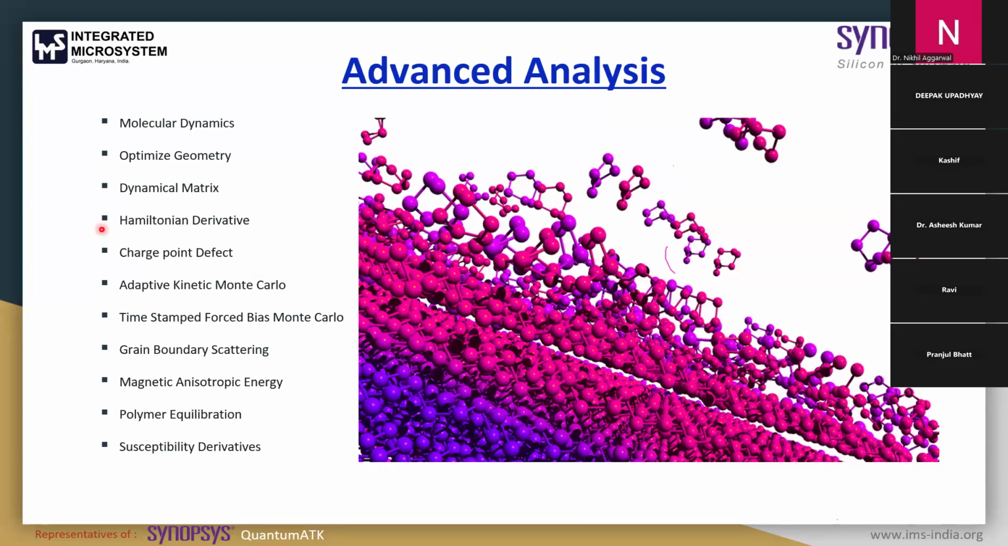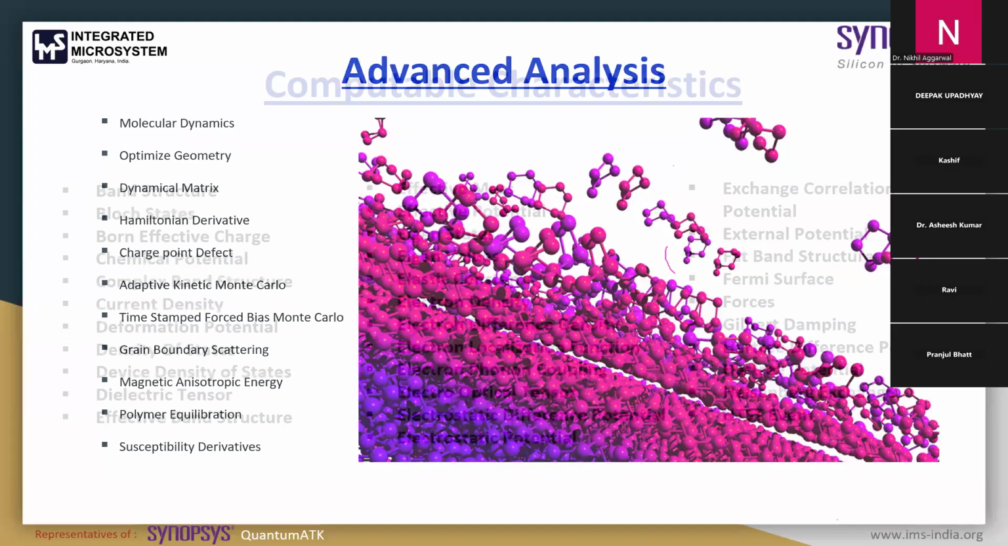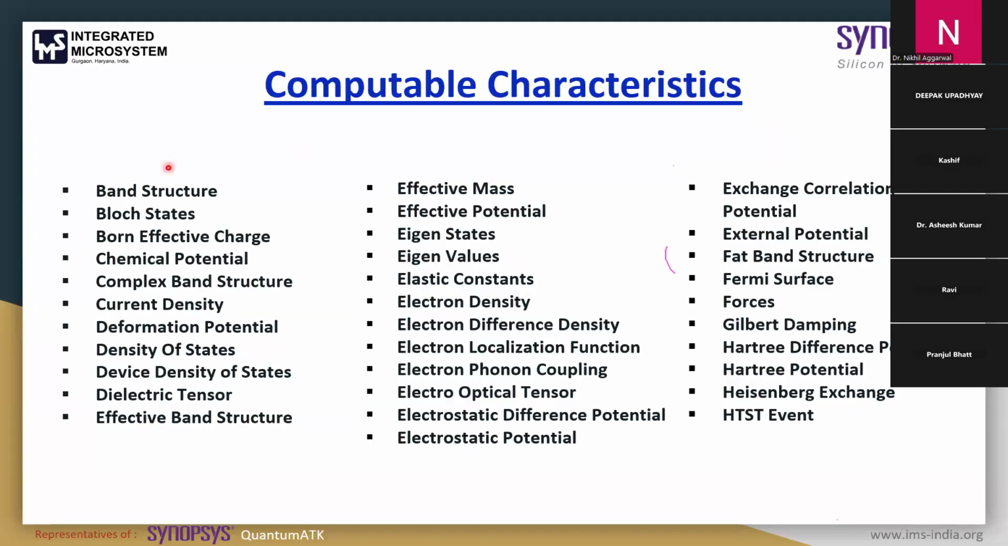And so on. We have Hamiltonian derivative, charge point effect, adaptive kinetic Monte Carlo method, time-stamped force bias Monte Carlo, also grain boundary scattering, magnetic anisotropy energy, polarization, susceptibility derivative, which is part of optical spectrum. So here I have listed all the compatible characteristics that you can calculate, like band structure, Bloch state, effective mass, electron difference density, Gilbert damping, external potential, exchange correlation potential, Heisenberg exchange, harmonic transition state theory, etc.